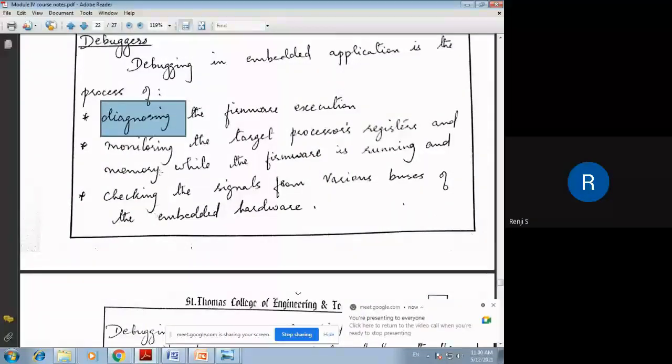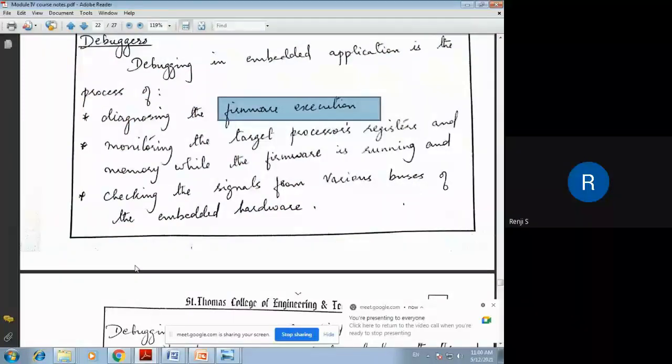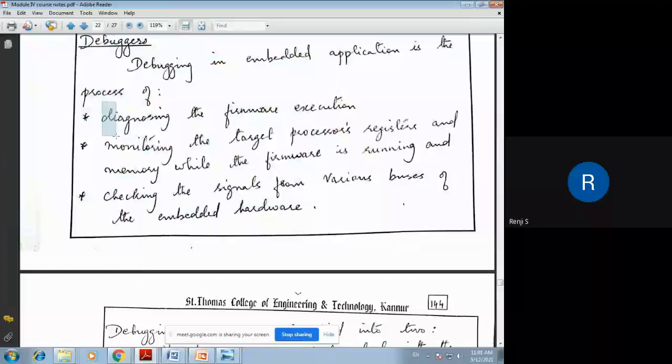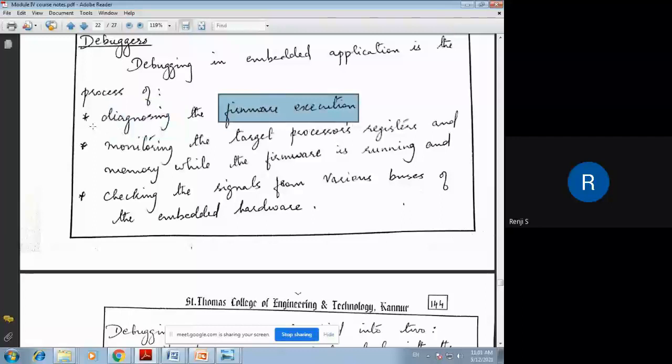First, what is being diagnosed? Diagnosing the firmware execution. Here debugging, simulator, emulator, everything is used for checking the firmware. Here diagnosing means the debugger is diagnosing the execution of firmware, in case there is any problem arising in the execution flow.